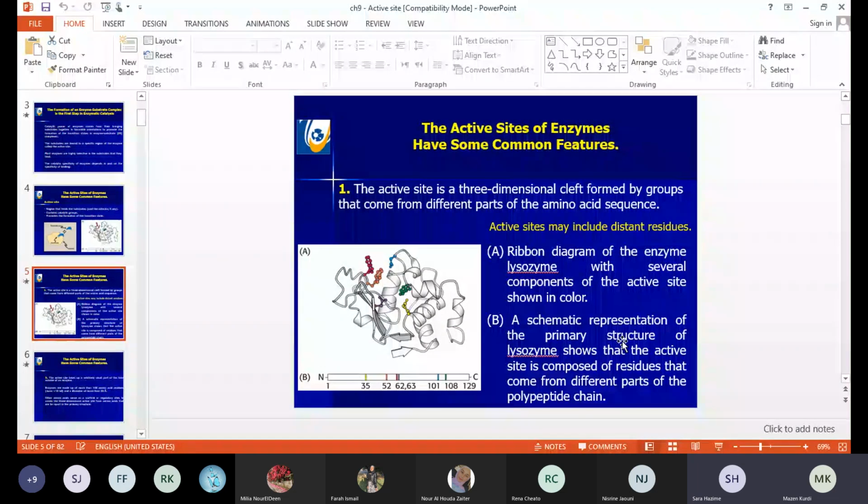You can see here in figure A, the upper part of the figure, the 3D structure, or the ribbon diagram, of the enzyme lysozyme, with several components of the active site shown in different colors, in yellow, in green, in red, in orange, etc. These are the amino acids. Here is the active site of the enzyme. However, if we look to these amino acids in the primary structure, you can see these residues are in different parts of the polypeptide chain.